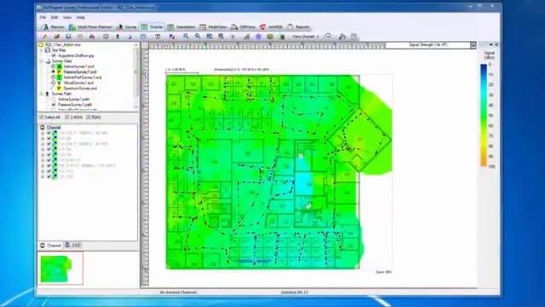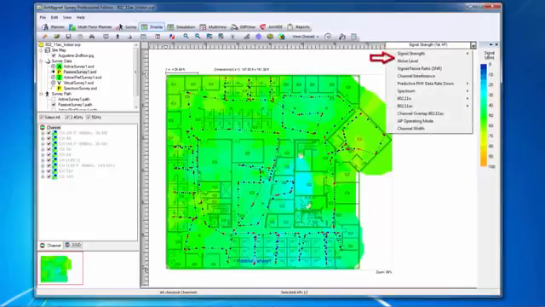AirMagnet Survey Pro offers a variety of heat maps to analyze and understand data collected during site surveys. The pull-down menu in the top right corner shows us the available heat maps: signal strength, noise level, signal-to-noise ratio, channel interference, predictive 5 data rate, spectrum, 802.11n, 802.11ac, channel overlap for 11ac, AP operating mode, and channel width.